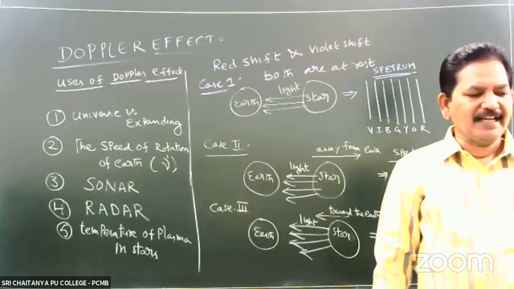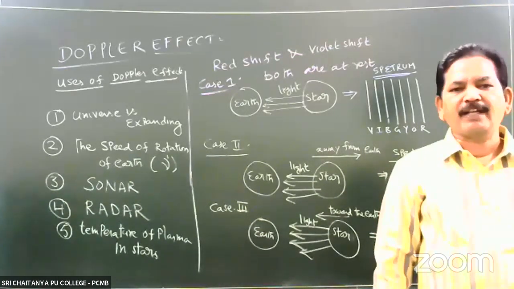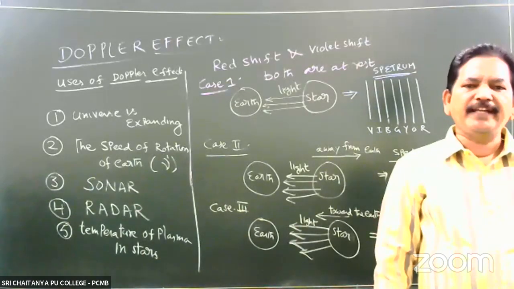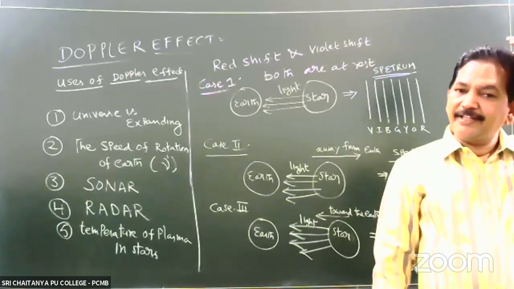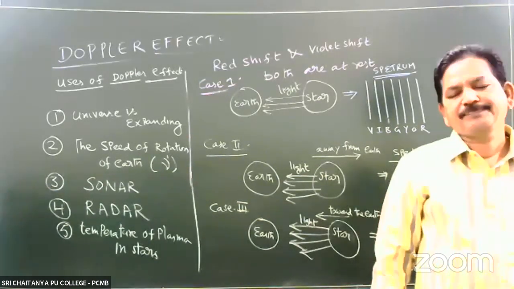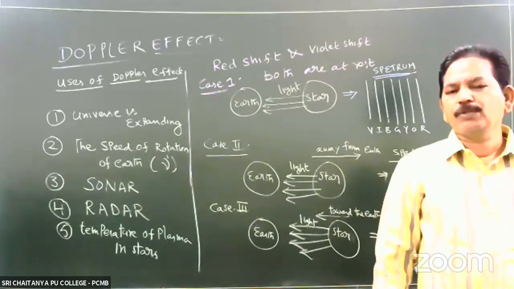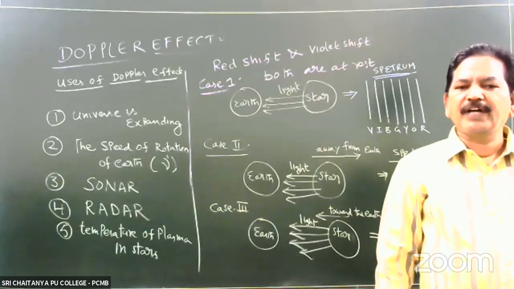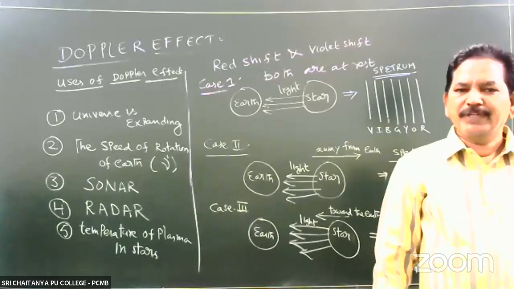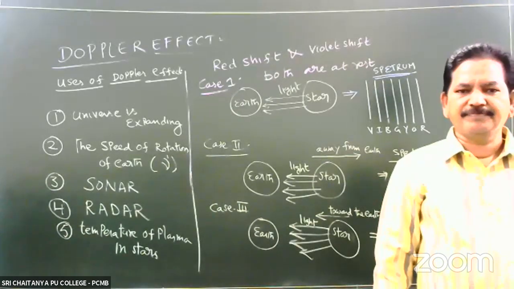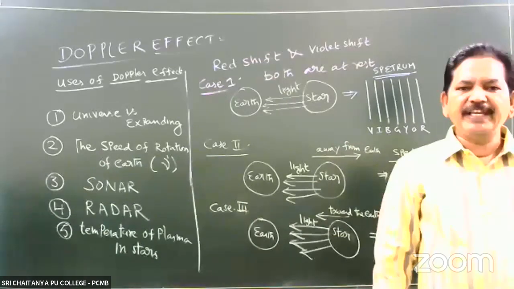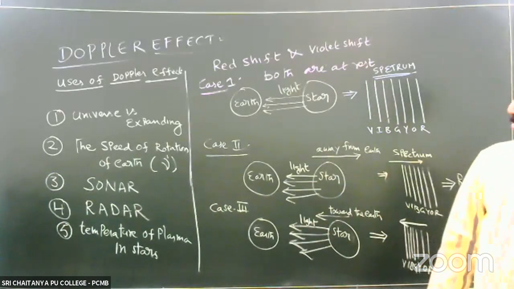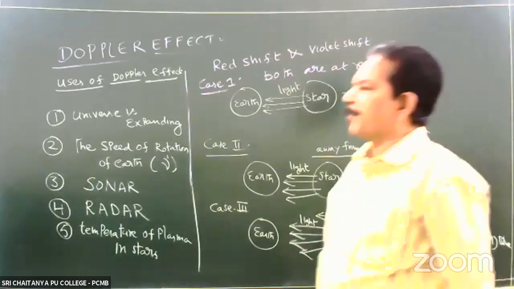First year once again, relation, Wien's displacement law, thermal radiation. Knowing the wavelength, we can find out temperature. Lambda into T is equal to constant. If we know the wavelength of the light emitted by the star, we can find out the temperature of the star by using Wien's displacement law, thermal radiation chapter. So these are the uses of Doppler effect.